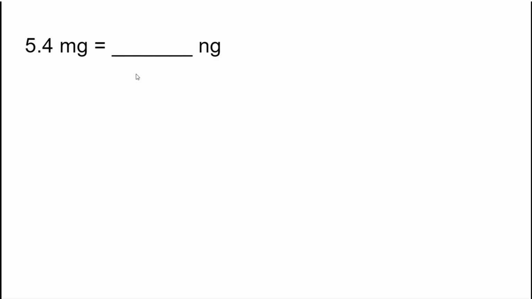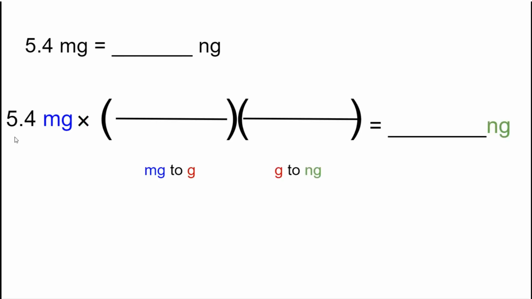Okay, so let's set it up here. We start from 5.4 milligrams. We can multiply by two conversion factors. The first conversion factor can take us from milligram to the base unit, which is gram. And then the second conversion factor can take us from the base unit, gram, to nanogram.